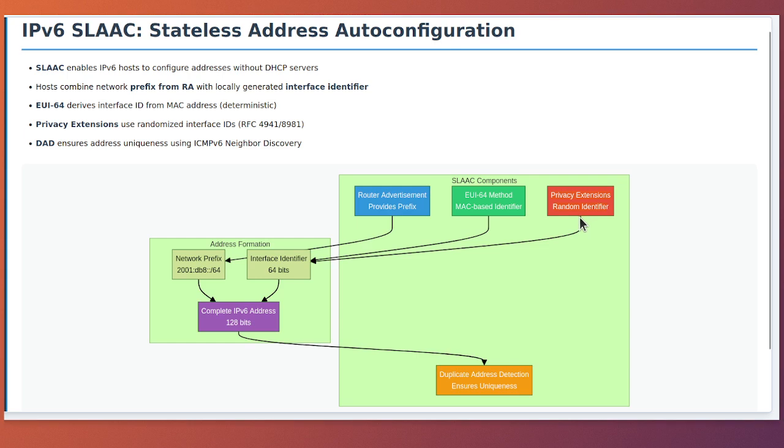To address these privacy concerns, RFC 4941 introduced privacy extensions, also known as temporary addresses. These extensions generate randomized interface identifiers instead of using the MAC-based EUI-64 format, making it significantly harder to track devices across networks. Modern operating systems typically implement both mechanisms, using stable EUI-64 addresses for server functions and temporary addresses for outbound connections, providing a balance between stability and privacy.